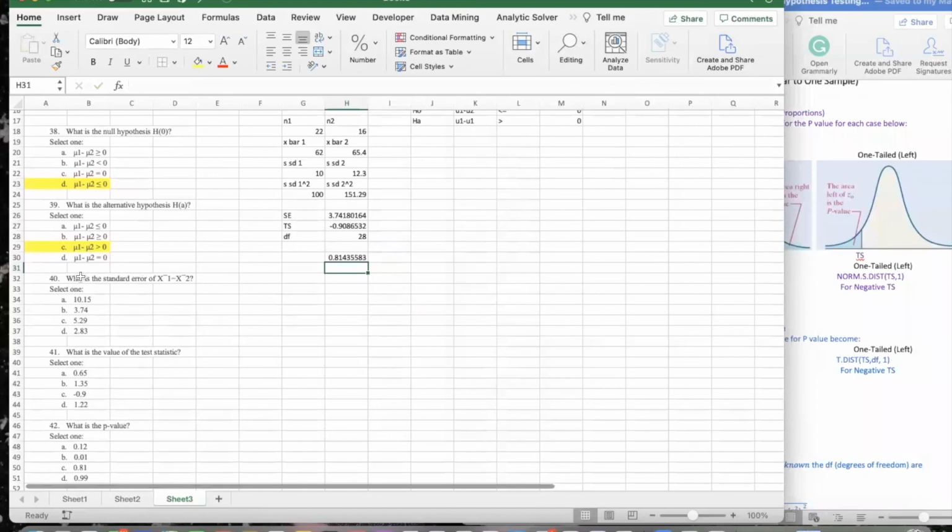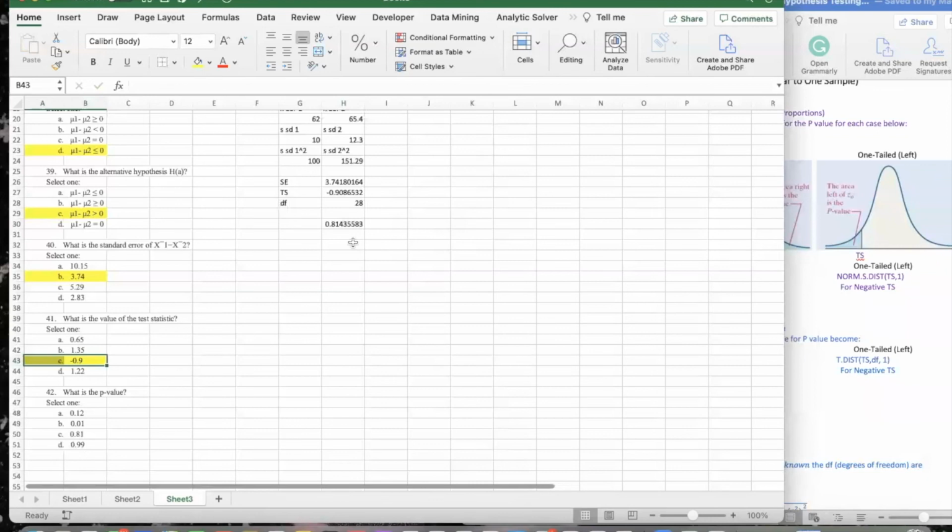So now we can go and answer these questions. So 40, what is the standard error? That's right here. B. 41, what is the value of our test statistic? We calculated that here, so that matches with C. And what is the p-value? P-value, let's write this here, our p-value is 0.81, so this one.